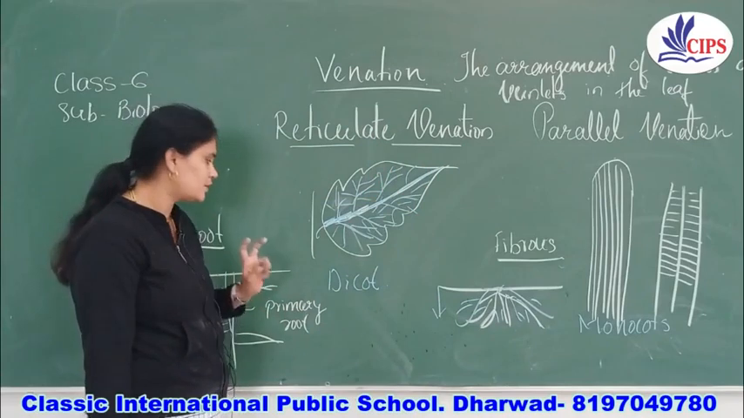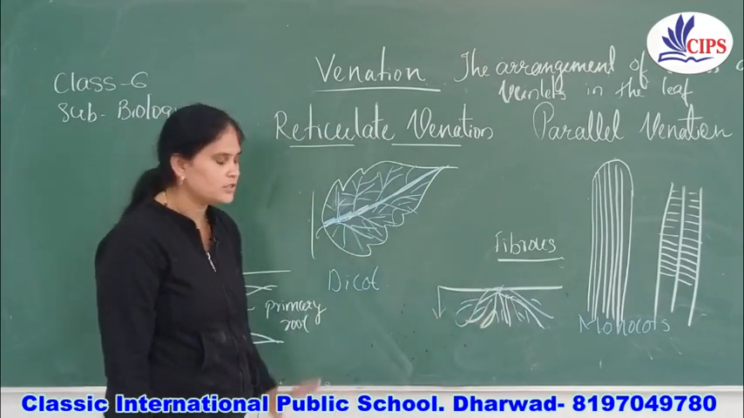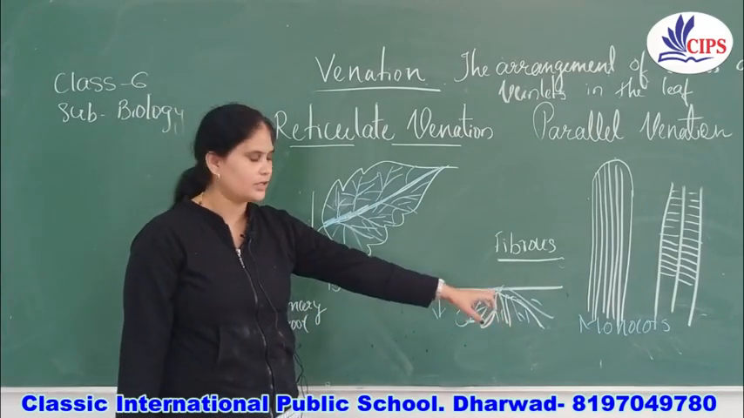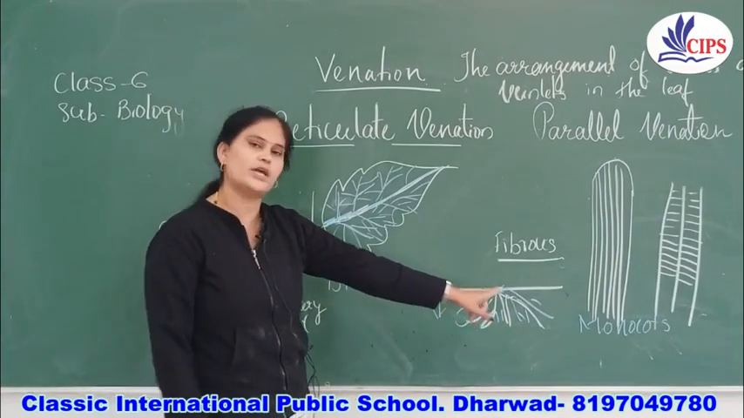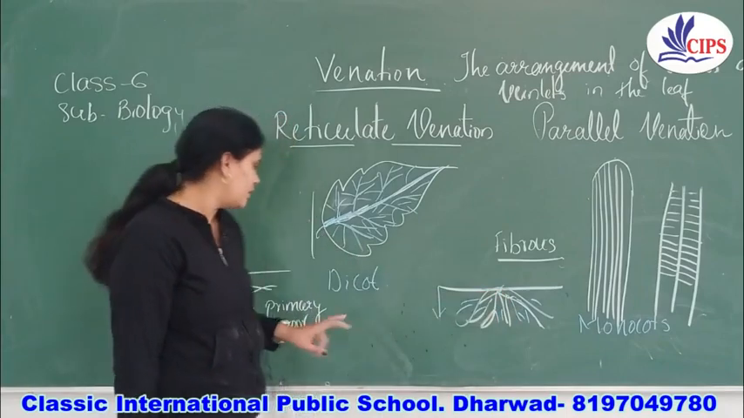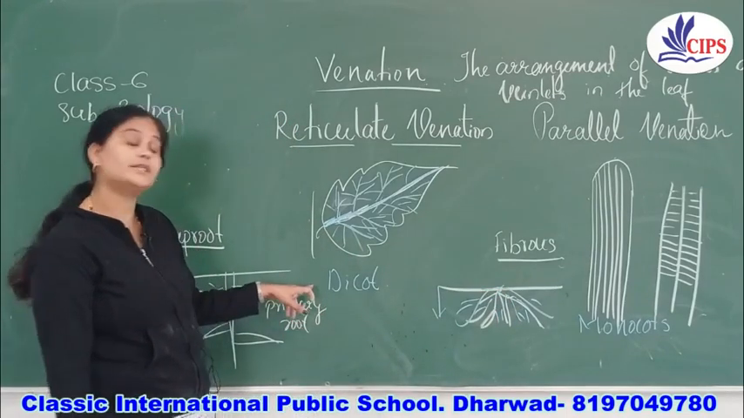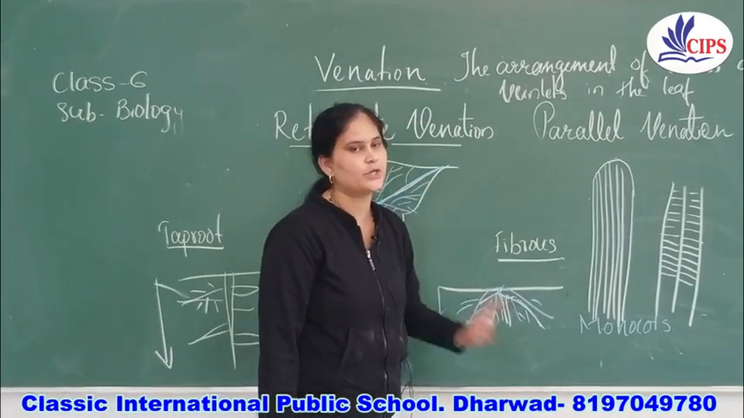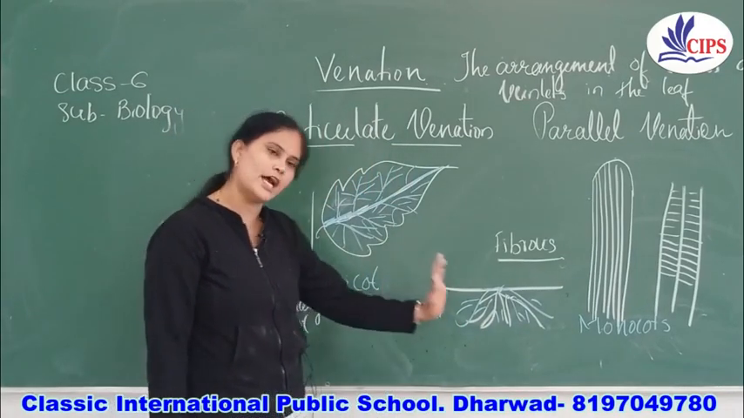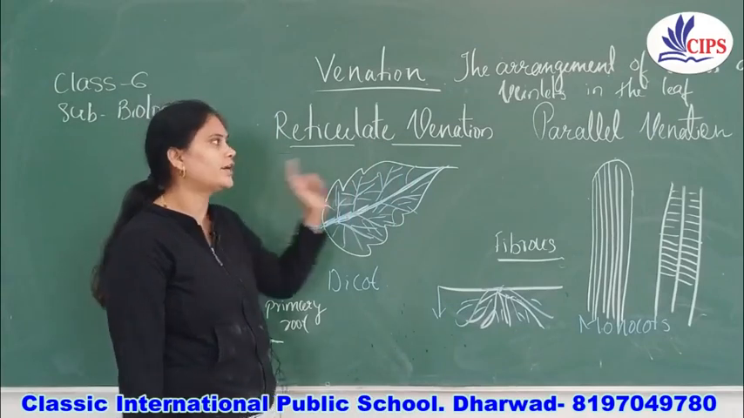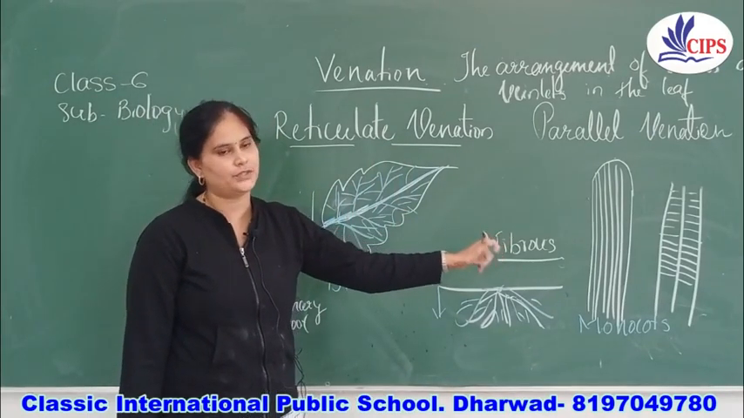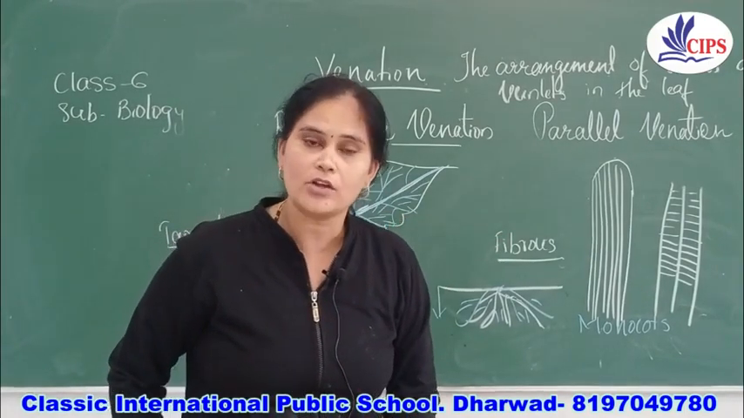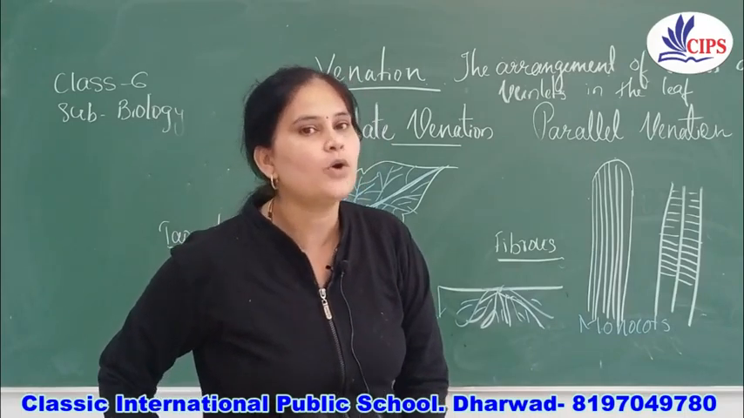And one more difference to remember about dicots and monocots. Dicot seeds have two cotyledons, and for monocots, the name itself suggests, mono means what? Single. So they have only one cotyledon. Dicots have a taproot system, and monocots have a fibrous root system. So please remember the differences between the dicots and the monocots, and between the reticulate venation and the parallel venation. So tell me, where will you see the reticulate venation? Yes, reticulate venation is seen in the dicots and the parallel venation is seen in the monocots.